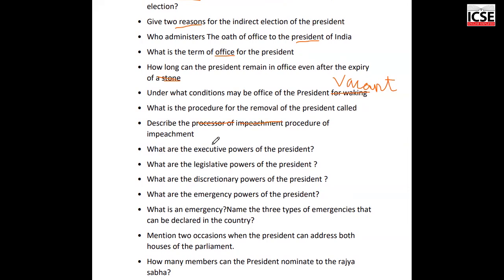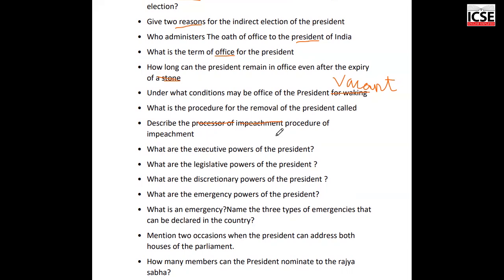If they also pass it by a 2/3 majority, then the president will be asked to be present before the investigation. And if the resolution is cleared by both the houses by a 2/3 majority, then the president is impeached. That is the procedure of impeachment.